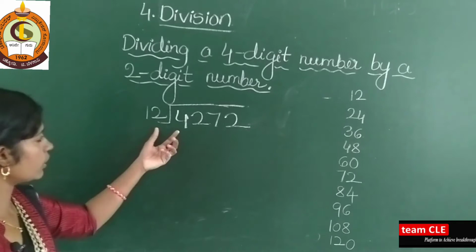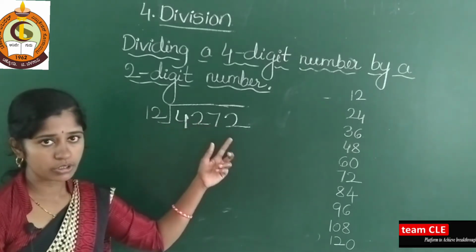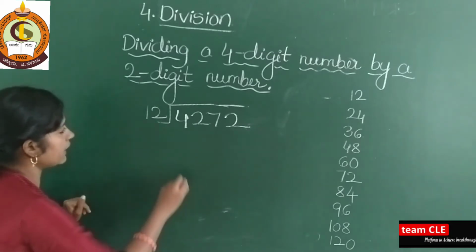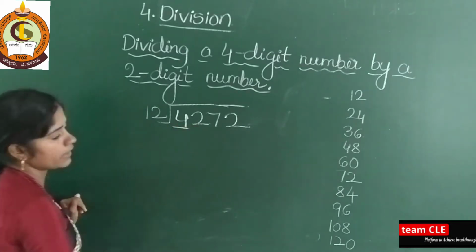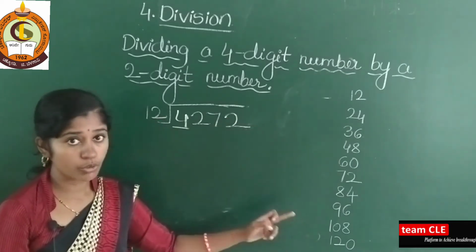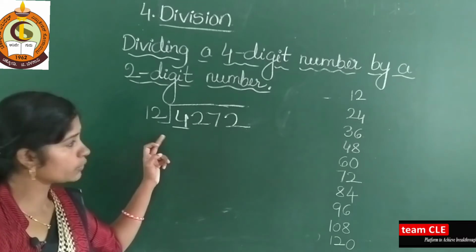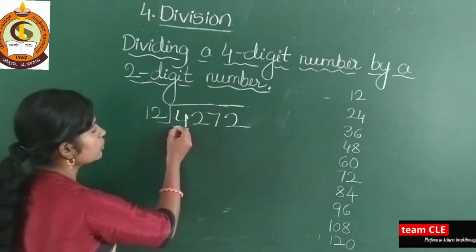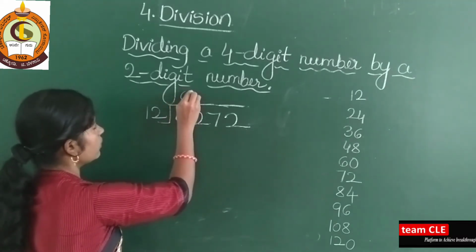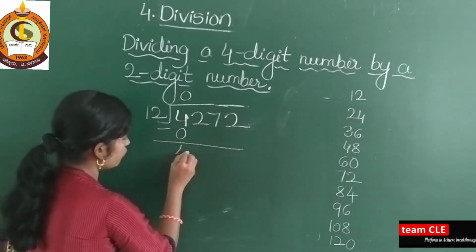So here what is there? 4, 2, 7, 2 is there. So first I will take here 4. Is 4 in the 12 ones table? No, it is less than 12. For that, what do we need to take? We have to take this 2-digit number, or you write here 12 zeros are 0. Okay, 4 minus 0 is 4.